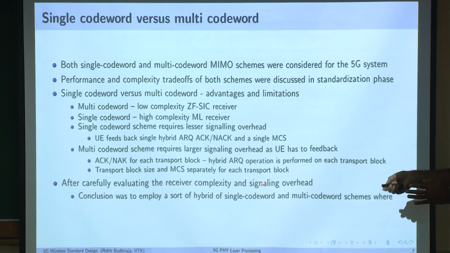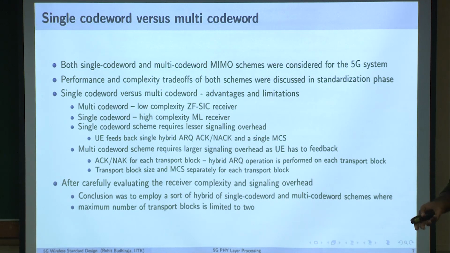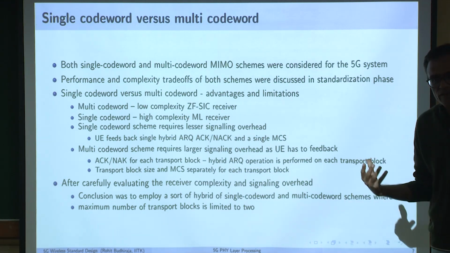That's where all this comes into the picture. A trade-off was arrived at. It was decided that the transmission we have is a hybrid between single code word and multi-code word schemes. How is it hybrid? Because if the rank is up to 4, you transmit only one code word. If the rank is greater than 4, you transmit 2 different code words.